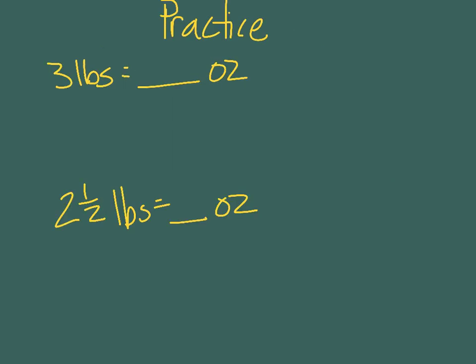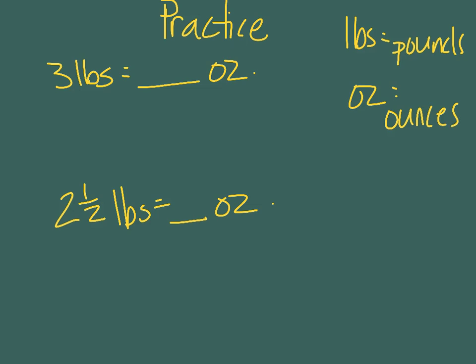All right, here's your time to practice. I've got 2 of them for you, and they are both bigger to smaller. So you'll know that you're going to be multiplying both of them, right? Just a little heads up, I've used the abbreviations, so LBS means pounds, and OZ stands for ounces. So again, you're going bigger to smaller. You know the operation then is multiply. Figure out how many ounces are in 3 pounds and how many ounces are in 2.5 pounds. Pause the video and then you can practice.